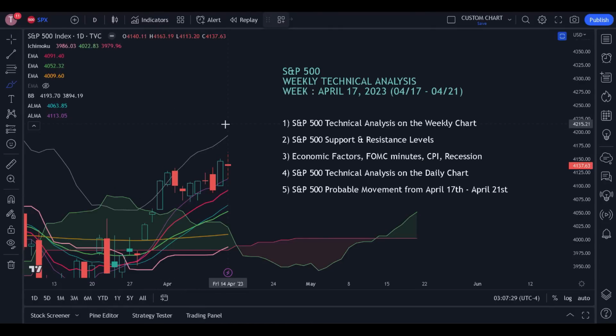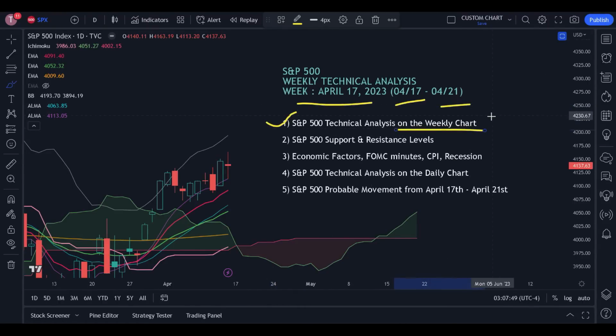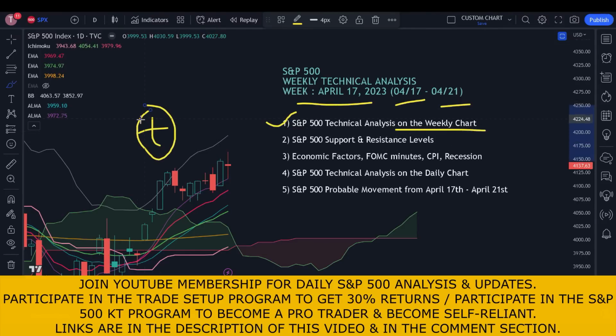Now guys, we are going to discuss the agenda of this S&P 500 weekly technical analysis, which is for the week of April 17th, 2023, that is from April 17th Monday through April 21st Friday. The first point of the agenda is the S&P 500 technical analysis on the weekly chart. We will see what exactly has happened on the weekly chart and why it is concerning, and why and how it can actually put a break on the bullish movement, and why it can be responsible for the reversal. Weekly chart means the big chart, the big picture, the Hawkeye view.